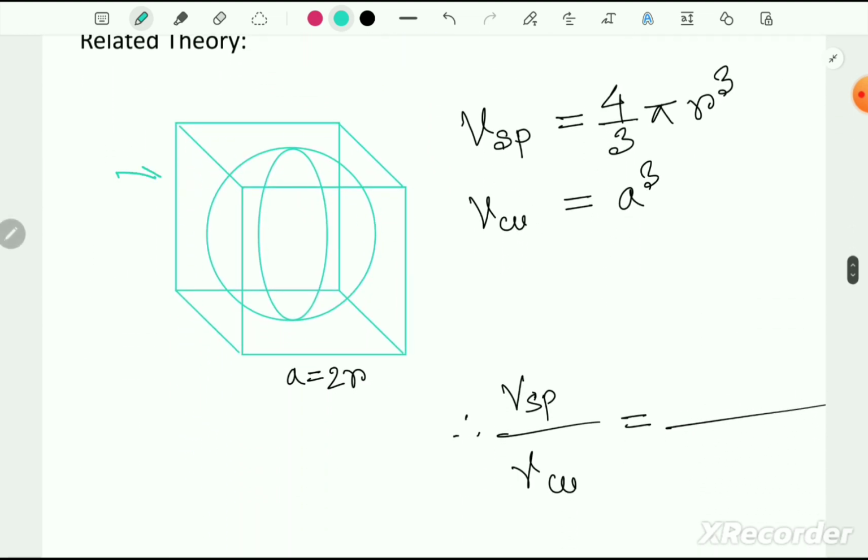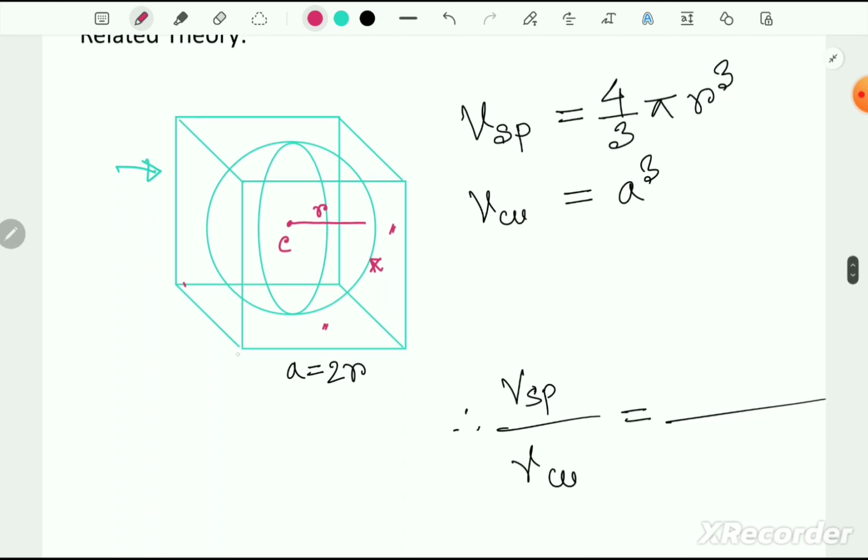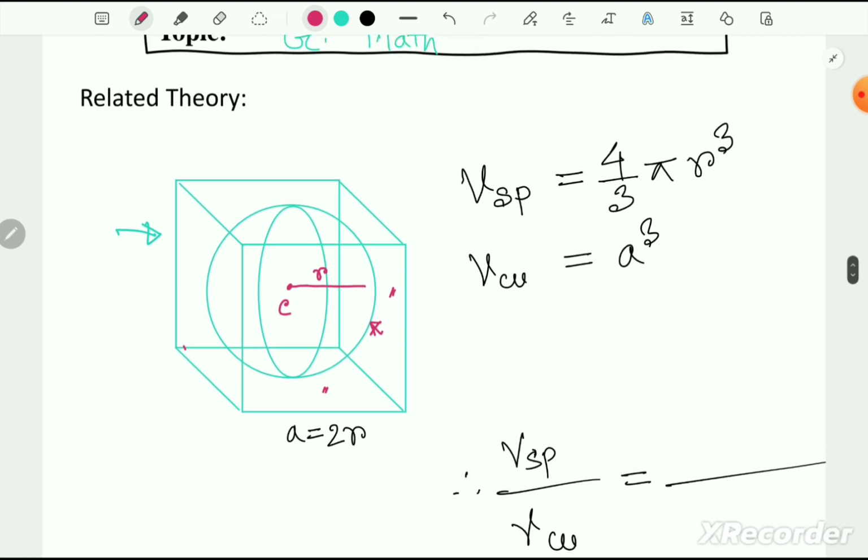This is our cube, and this is the sphere inside the cube. Inscribed means that the surface of the sphere touches the sides of the cube. Therefore, if we consider the center C, and draw a perpendicular line to any plane, this distance represents the radius of the sphere. Therefore, for the side length of the cube, we can write 2r equals a.